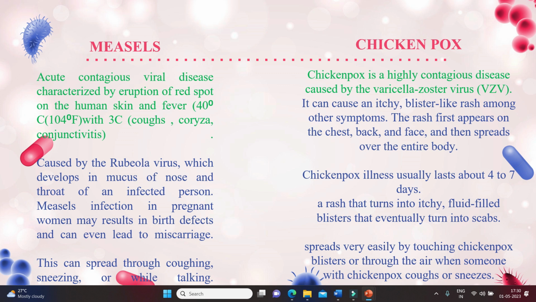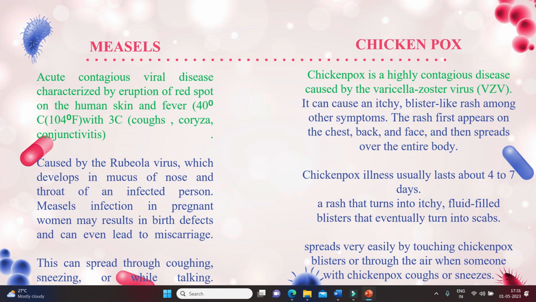Measles and chickenpox. Measles is an acute contagious viral disease characterized by the eruption of red spots on the human skin, and fever of about 40 degrees centigrade. The common symptoms are cough, conjunctivitis and coryza. It is caused by the rubeola virus, which develops in the mucus of the nose and throat of an infected person. Measles infection in a pregnant woman may result in birth defects, and can sometimes even lead to miscarriages.